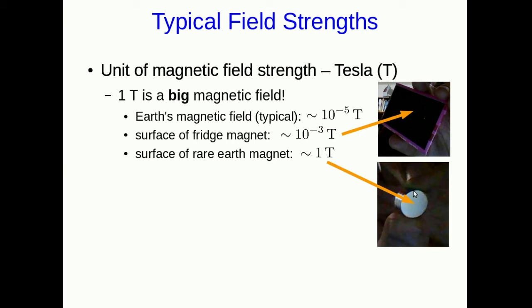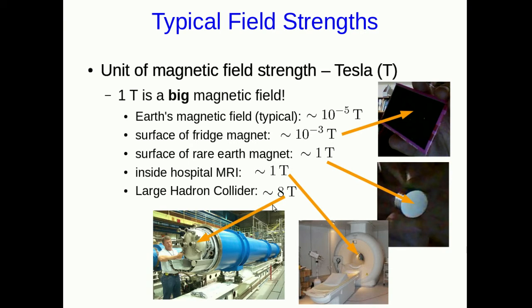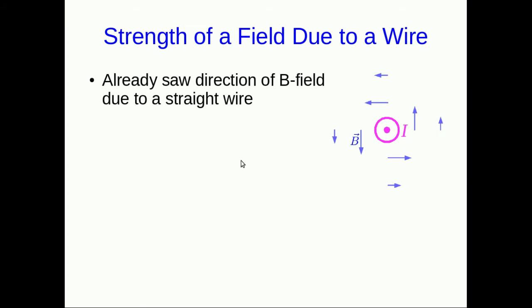If you've played around with rare earth magnets, you know they're strong. And similarly, inside a hospital MRI machine, the field is about a Tesla. If you want stronger fields than that, you've got to look in places like the Large Hadron Collider, where they generate 8 Tesla fields. So now that we have a meaning for magnetic field strength, we can start looking at how to calculate magnetic field strengths due to various objects.